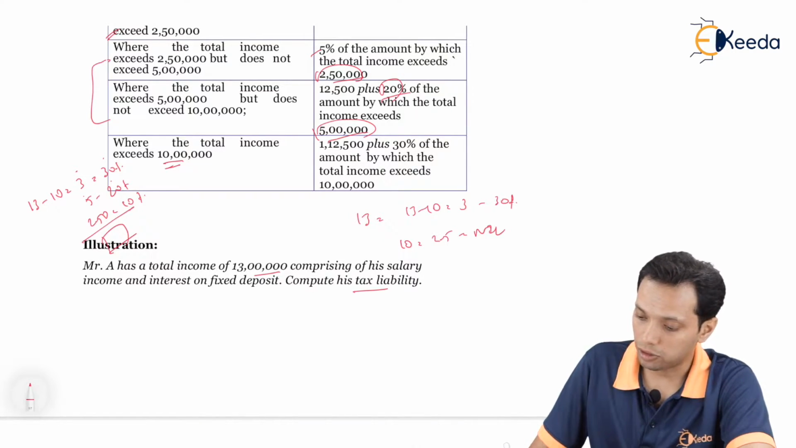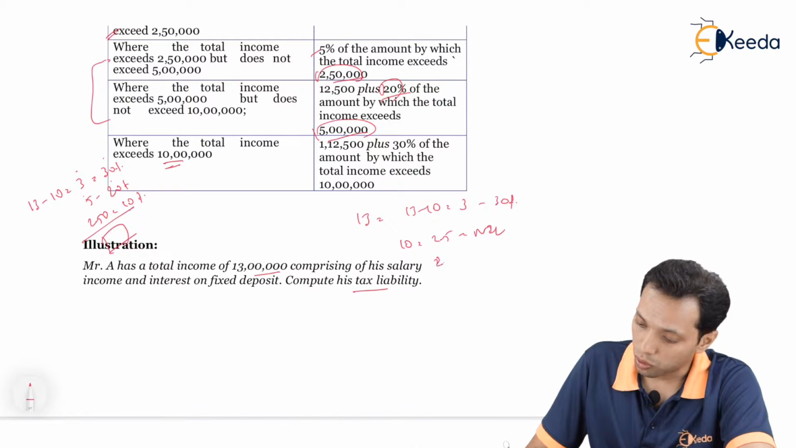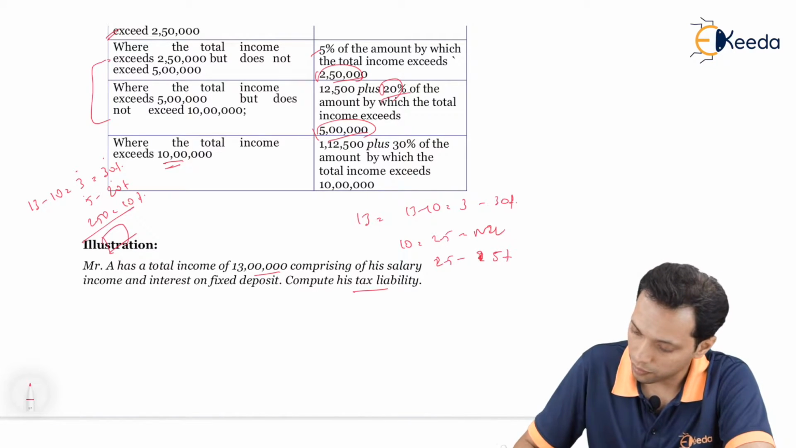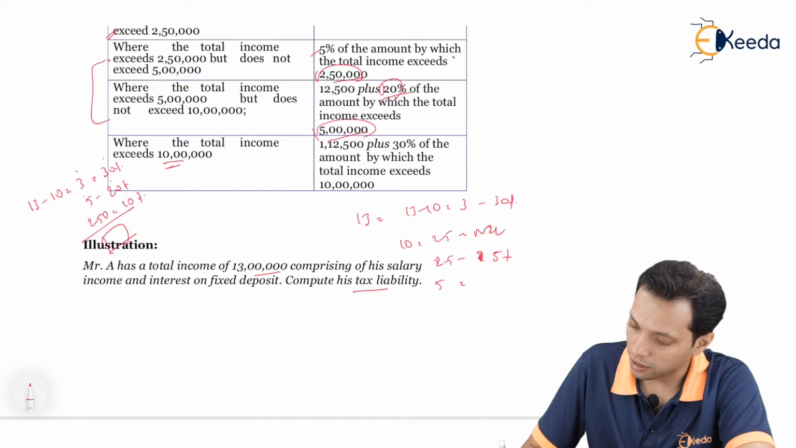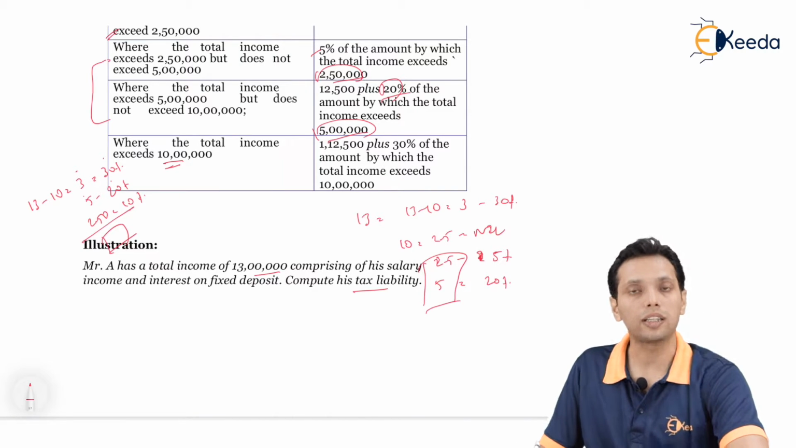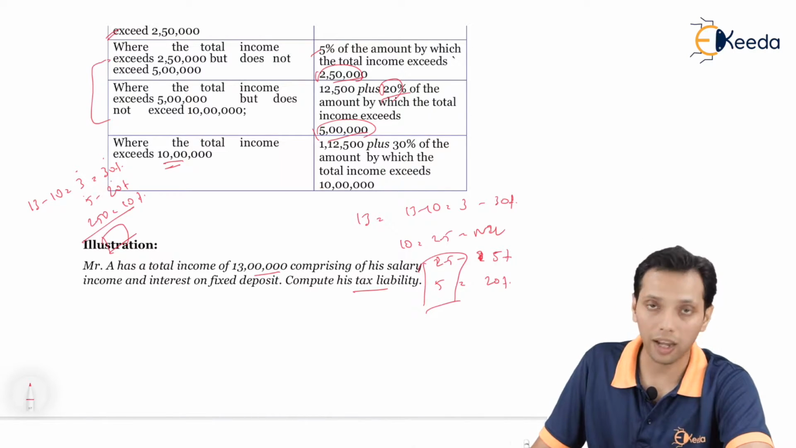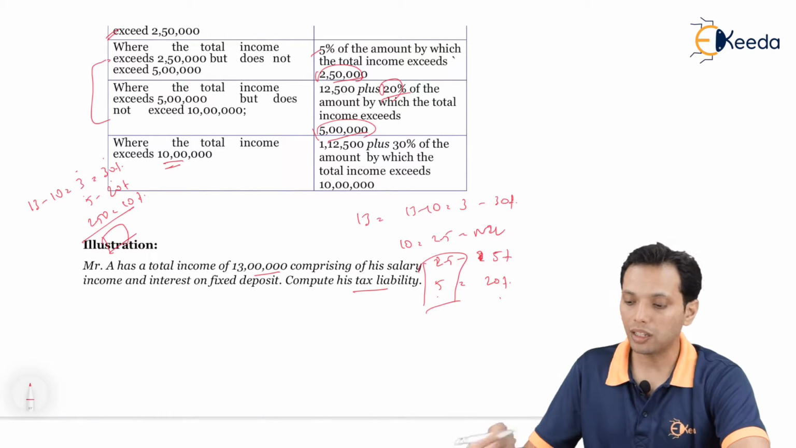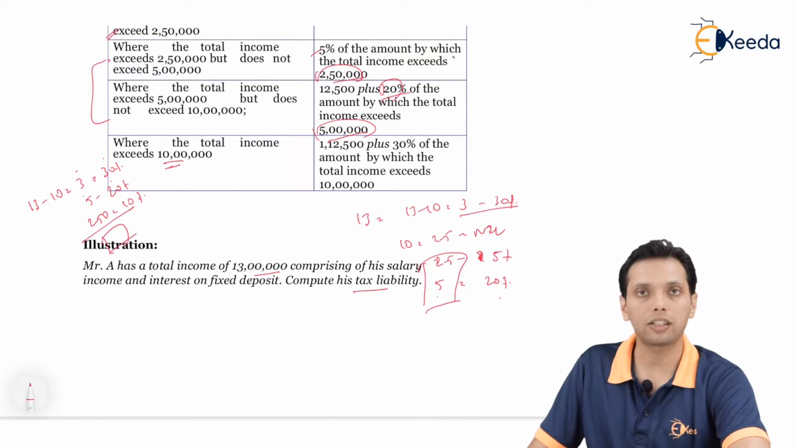Then thereafter, 2.5 is 5%, and 5 lakh is 20%. So effectively 7.5 only is charged to tax. Out of this, 2.5 is at 5% and 5 lakh is at 20%, and the remaining 3 lakhs is taxed at 30%.